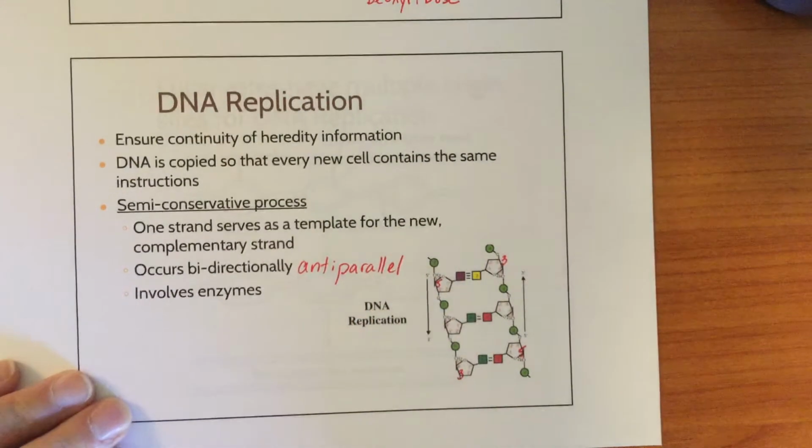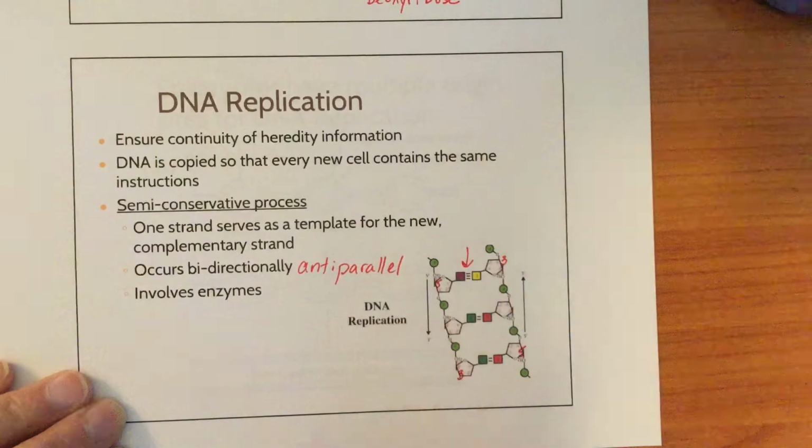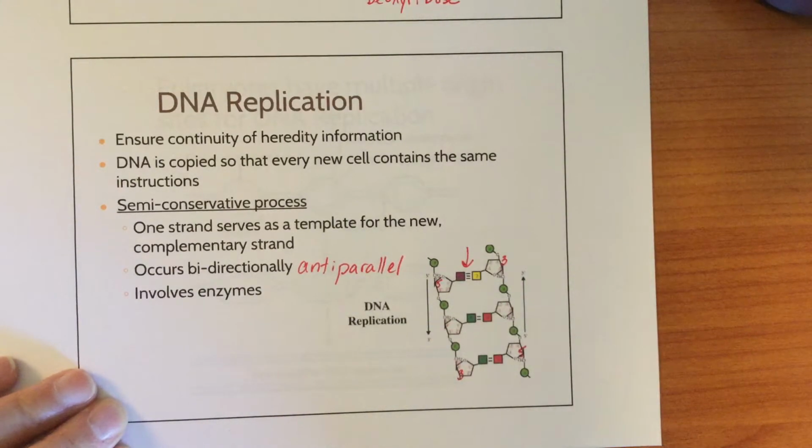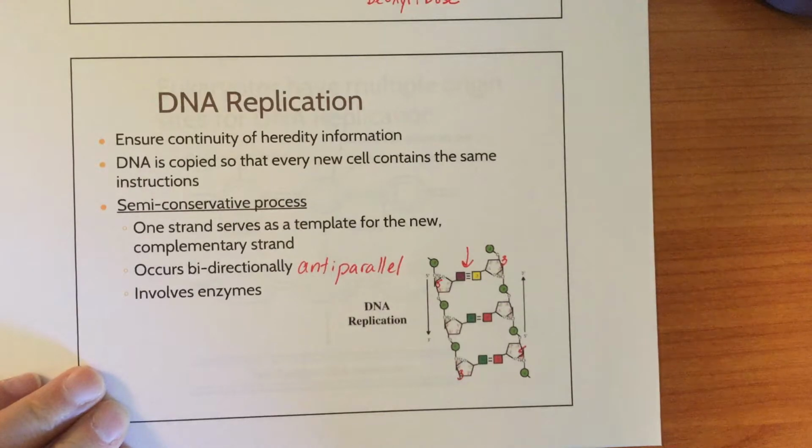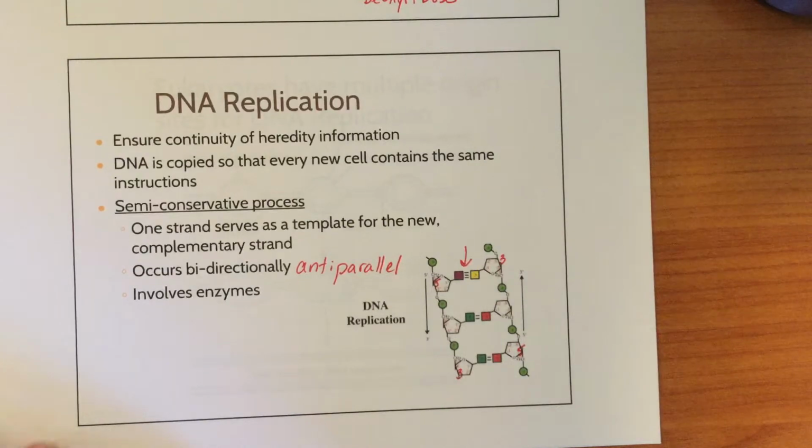One side's right side up, the other side's upside down. That has to do with this bond right here. The way the G's and the C's and the A's and the T's fit together, one of them has to flip over on its back in order to make that happen.